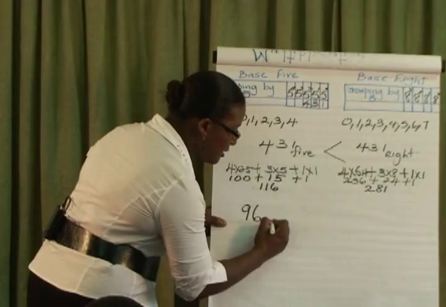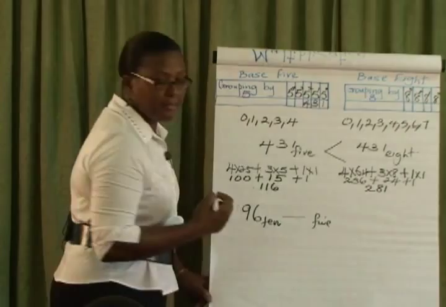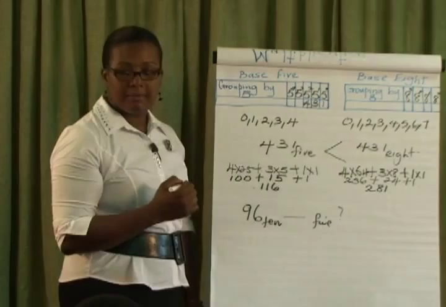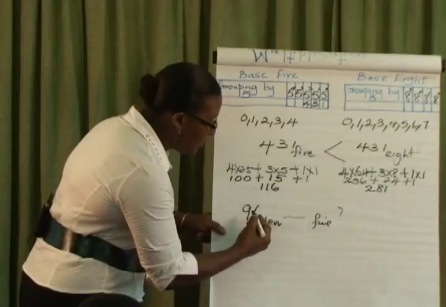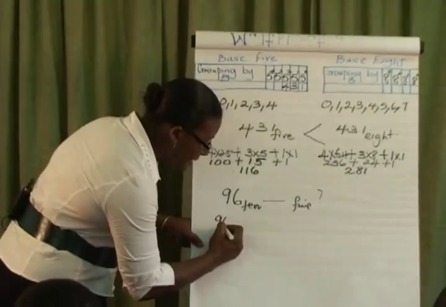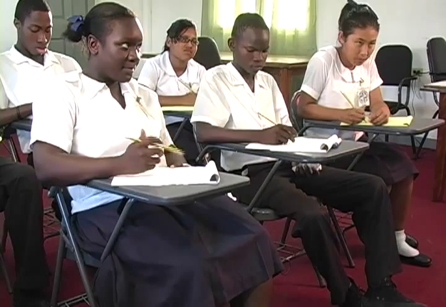96. So we have 96 base 10, and we want to change it to a base 5 number. But we don't know what it is in base 5 as yet. So, when we were changing from base 10 to base 2, what operation did we perform? Division. So, the same thing we're going to do here again. We're going to divide 96 by 5. So, we have 96 divided by 5 would give us 19 and remainder 1.